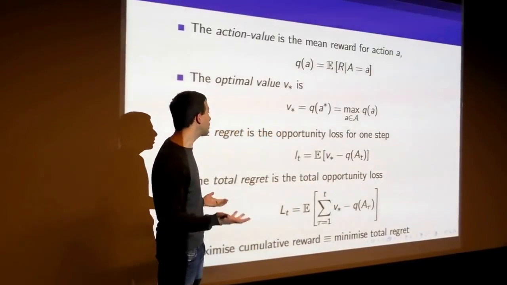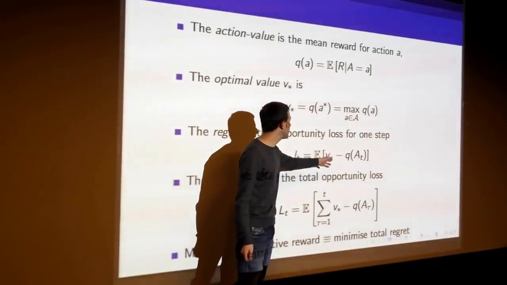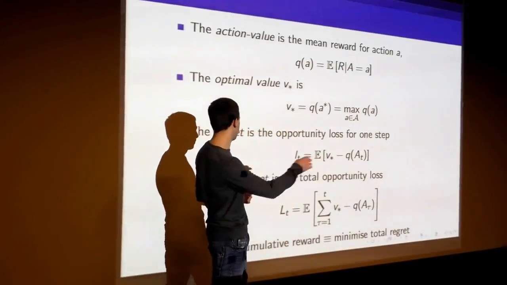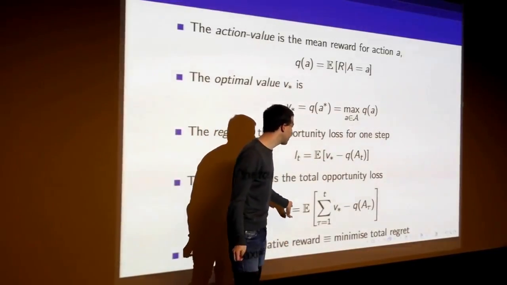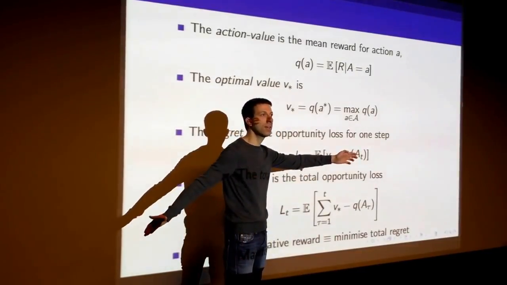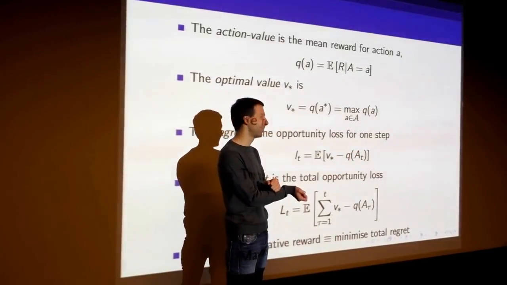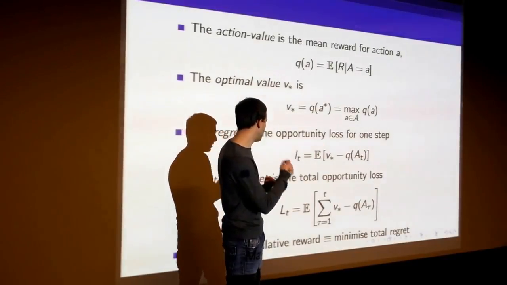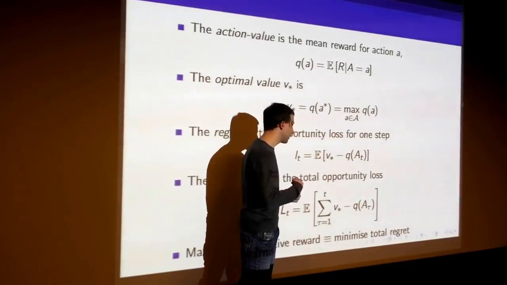So the total regret is just summing these opportunity losses over time. We basically want to sum this up over time and see what total regret we're incurring if we just keep playing and keep playing forever. Okay? And so we're going to continue for t steps.